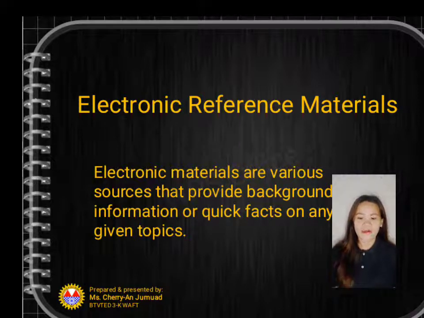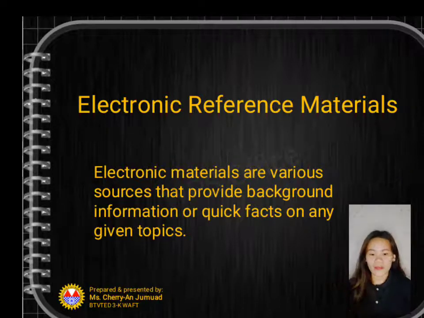The third one is electronic reference material. There are various sources that provide background information or quick facts on any given topic. Meaning, these are electronic sources that teachers could search, especially if they want to know a quick fact or information, such as encyclopedias, almanacs, and so on. It is very handy to the point that they don't need to go to the library just to search for the information they want.